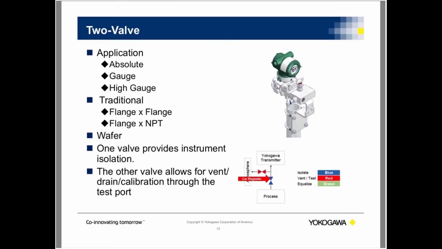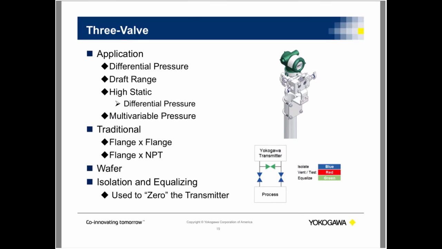So we'll go into the most favorite manifold, which is the 3-valve manifold. Now, the 3-valve manifold is going to be used in differential, high static differential, multivariable, and draft range applications. The 3-valve ensures a proper zero for the transmitter. It equalizes to prevent exposing low differential transmitters to damaging gauge pressures during installation and removal. Now, in the next couple of slides, you're going to see a differential pressure 5-valve and a differential pressure natural gas. The natural gas is the same design as the 3-valve differential, no difference whatsoever.